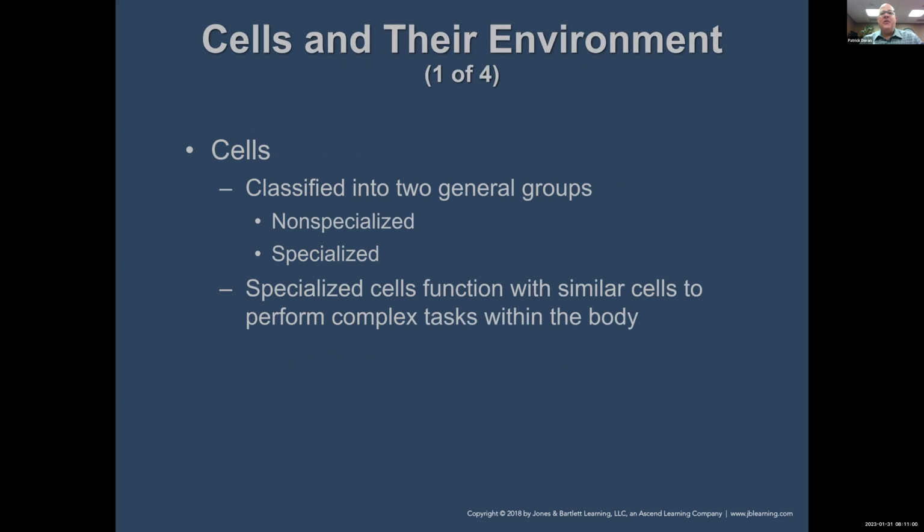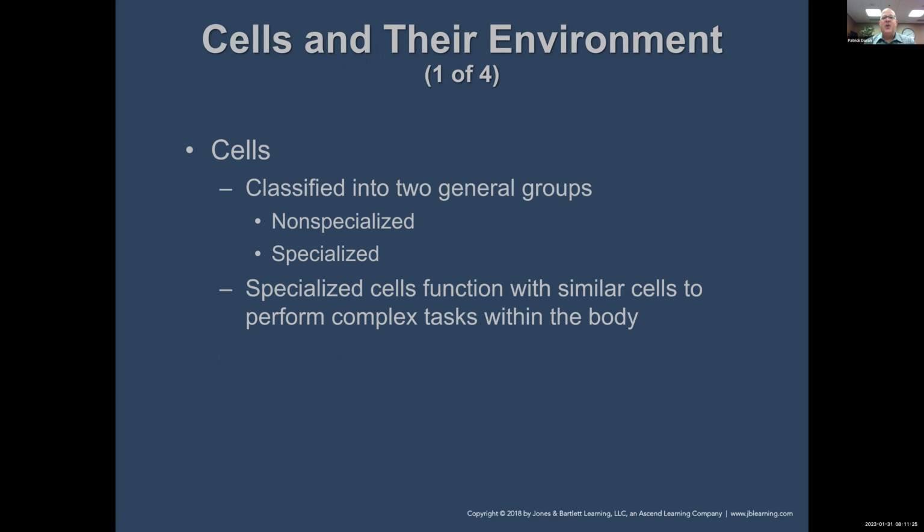Okay, so we got to go over cells. So this is more biology, right? We got specialized and non-specialized cells. So when we talk about specialized cells, we're talking about cells that are organized to do something. So they create tissue, they create muscle, they create an organ.